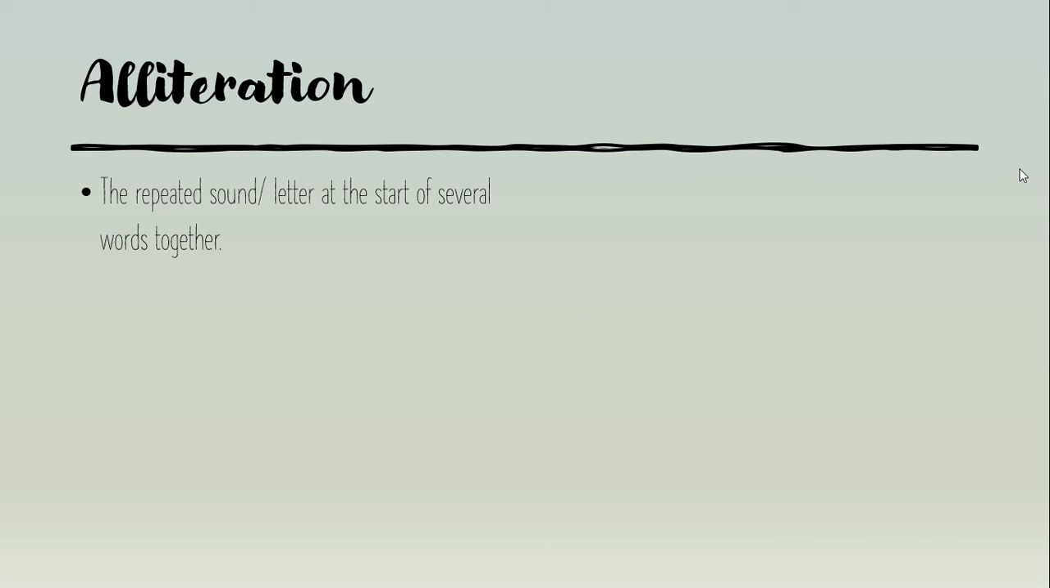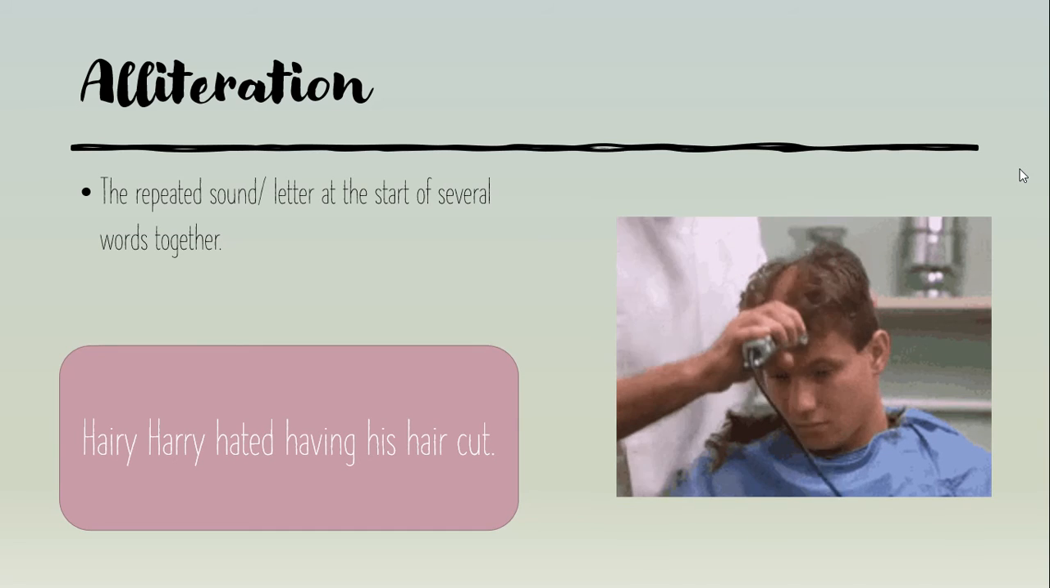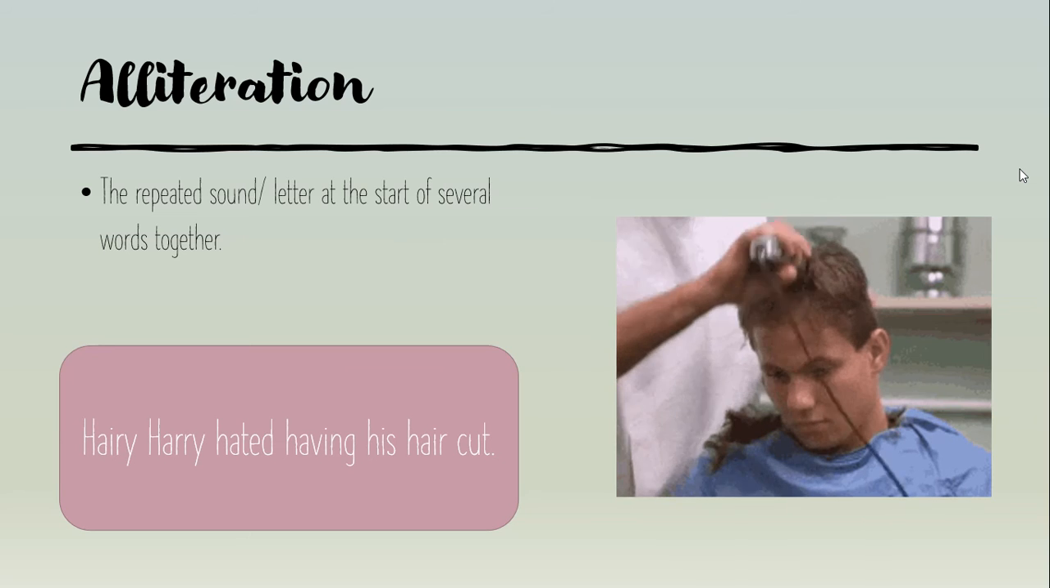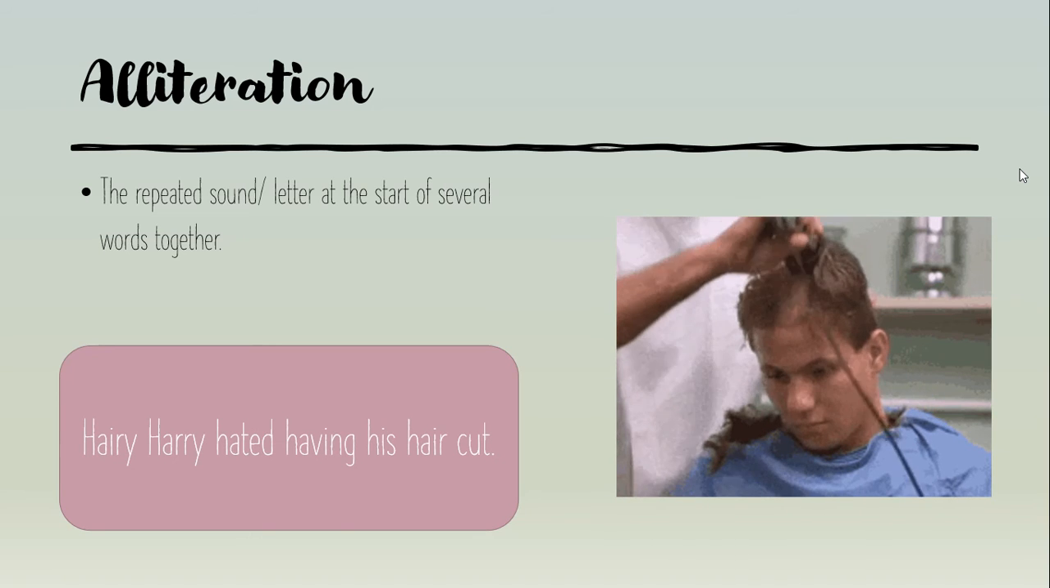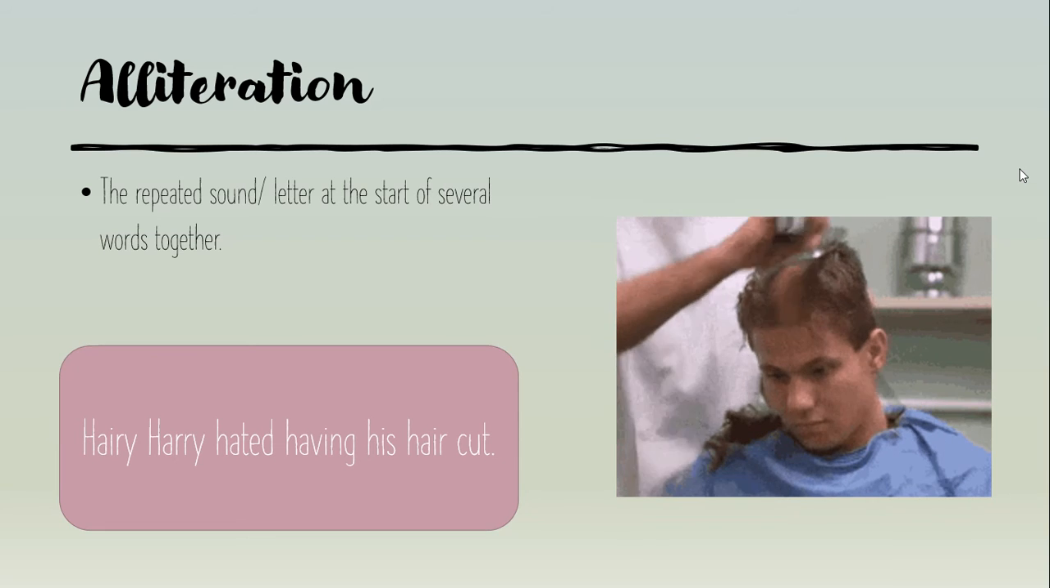Alliteration. So this is where we have a repeated sound or letter at the start of several words together. In functional skills texts, we might see 2 or even 3 words together within a sentence that perhaps start with the same letter. But my example for you here is quite exaggerated. Hairy Harry hated having his hair cut. It's quite catchy, it makes it more memorable, and it sticks in our minds. So this is why a writer will use this technique.